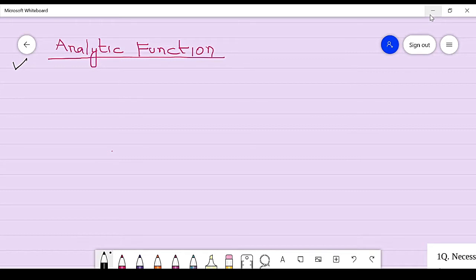Complex analysis is basically a topic of the paper of MSc first semester at Guru Nanak Dev University, and it is a paper of many other universities as well as in engineering. Now the first topic of complex analysis is analytic functions. Before going to the definition of an analytic function, we will discuss the derivative of a function.